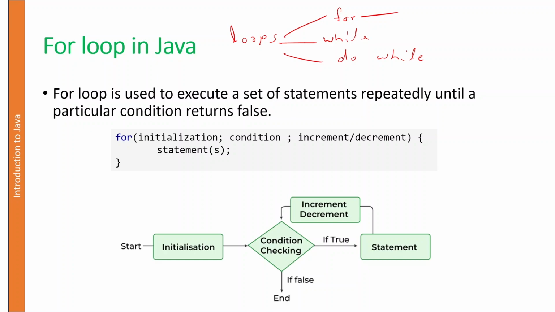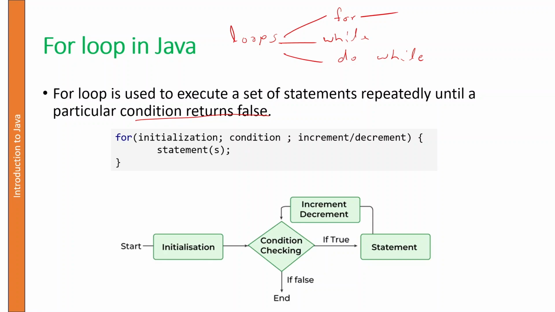So what is the definition? A for loop is used to execute a set of statements repeatedly until a particular condition returns false. Until this particular condition returns false, it will execute. If this one is not false, then it will execute infinitely, n number of times.